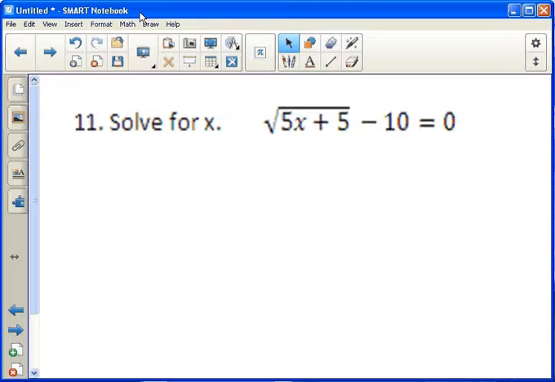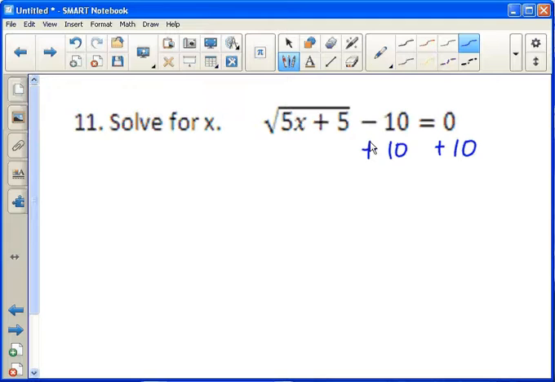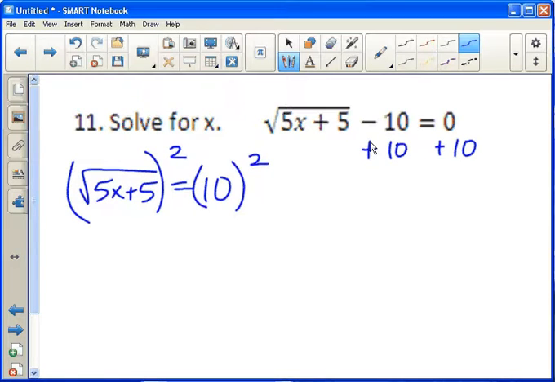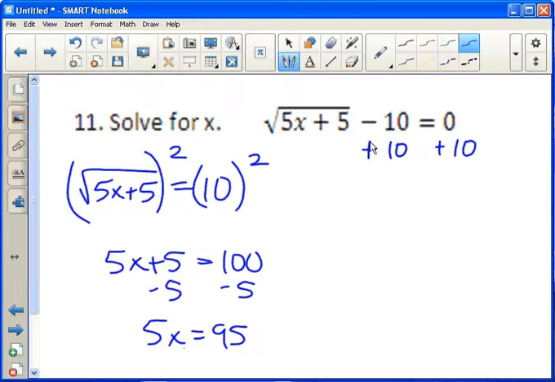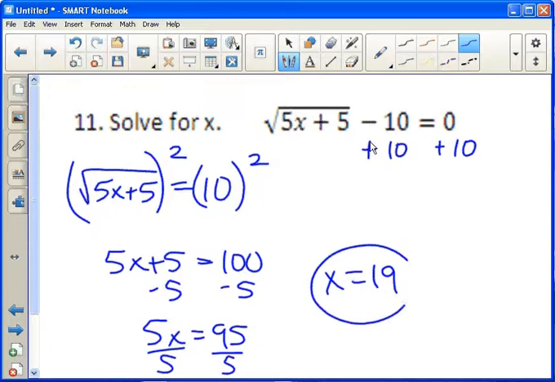Solve for x. Well, you can't have adding or subtracting with the square root, or at least you want to move that over. So we're going to add 10 to both sides as our first step and get the square root of 5x plus 5 equals 10. And then we will square both sides and get 5x plus 5 equals 100. Subtract 5 from both sides and get 5x equals 95. And then divide both sides by 5 and you get x equals 19.